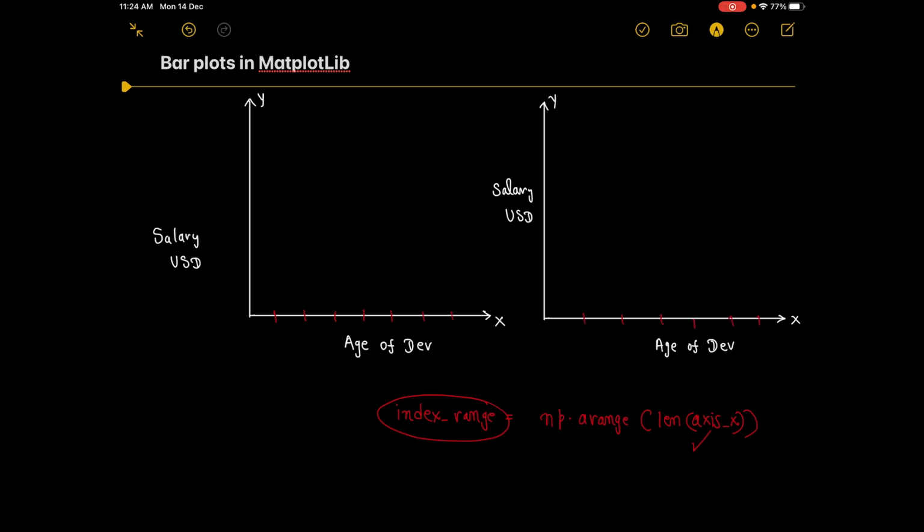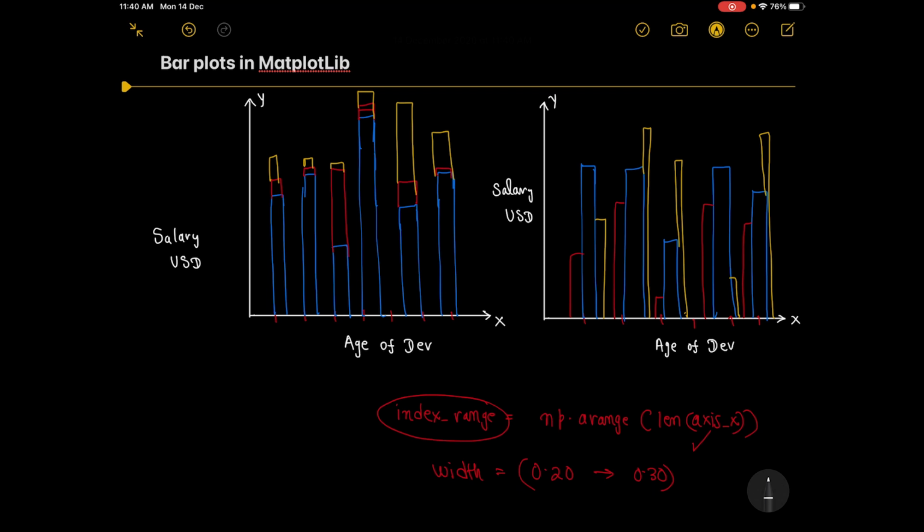And then we have given a separate variable known as width. Now this width value ranges from 0.20 and up to 0.30. Okay, so how did we get from this to this?